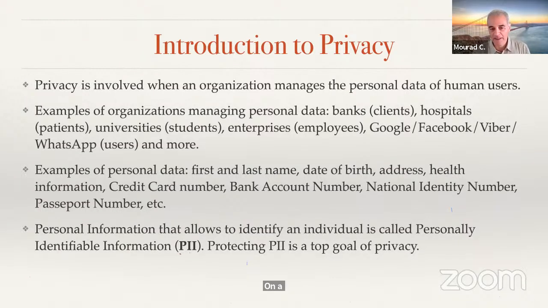Examples of personal data are first and last name, date of birth, address, health information, credit card number, bank account number, national identity number, and passport number. These are all considered personal data. But there is a subset of personal data that is very important that we care about, called personally identifiable information, or PII. That's the top goal of privacy.